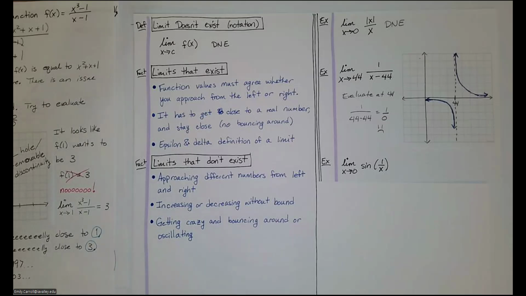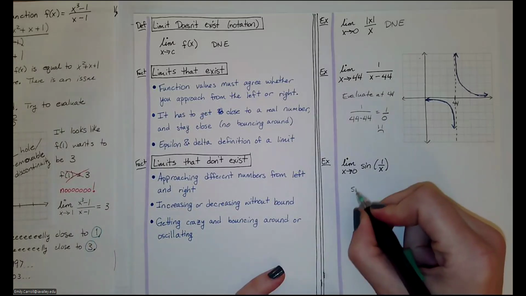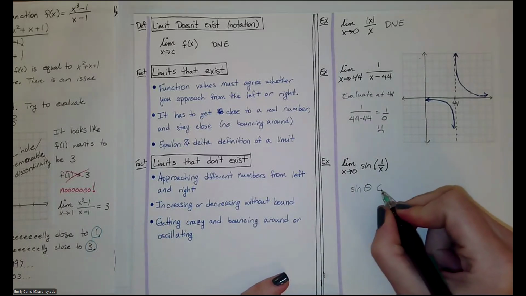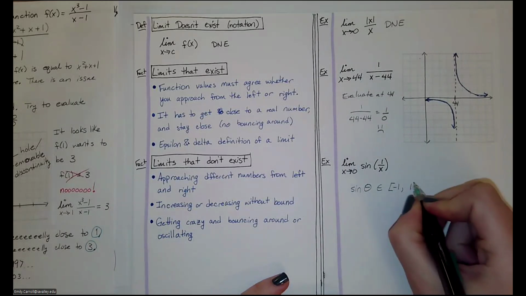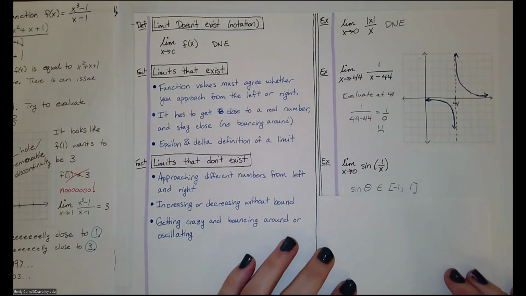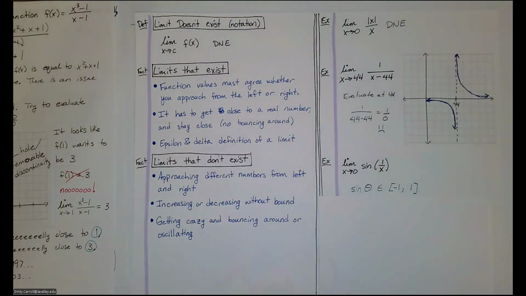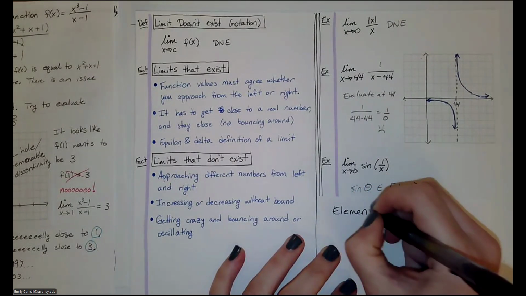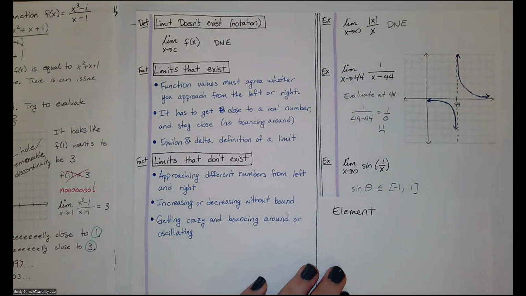Now let's talk about this guy. Sine of 1 over x. Well, remember that sine of theta is always between -1 and 1. And by the way, this funky looking E, that's the element symbol. If I say that a number is an element of something, it just means it's in there.